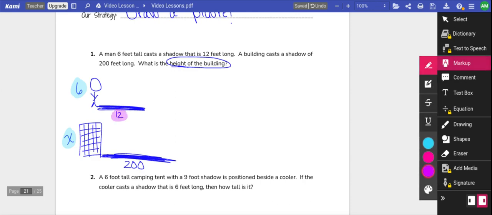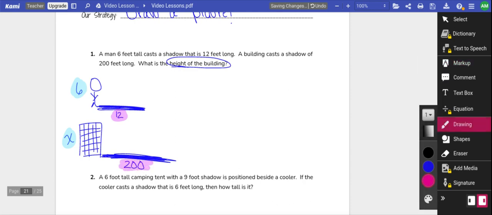My 12 is the length of the man's shadow. 200 is the length of the building's shadow. So those are corresponding parts. So now I can write a proportion. The height of the man compared to the height of the building. The man's shadow compared to the building's shadow. Now, sometimes you know that we like to write triangle 1 or 2. Instead of doing that this time, I'm going to write man and building to keep us on track.